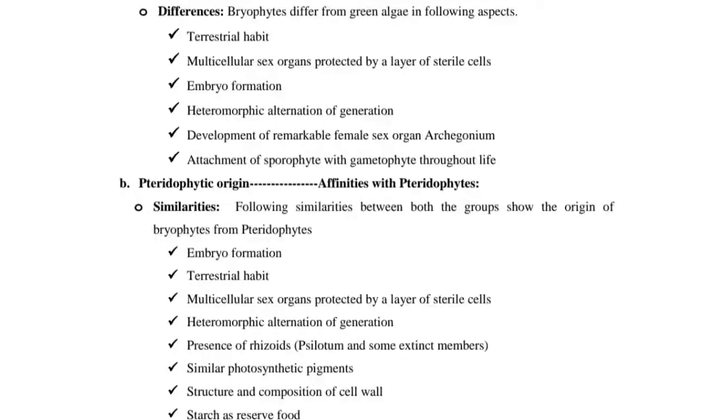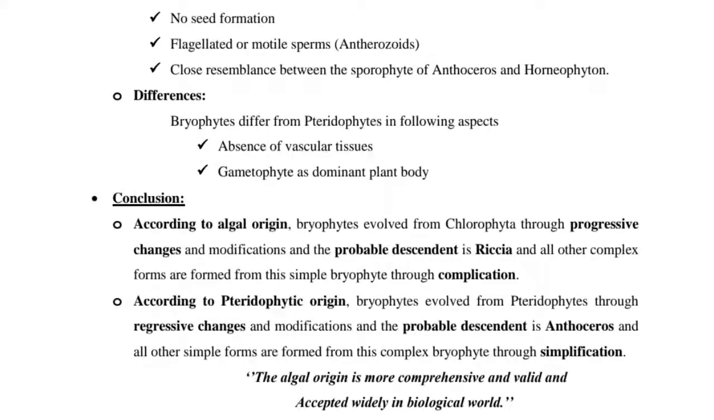B. Pteridophytic origin. Affinities with pteridophytes. Similarities. The following similarities between both the groups show the origin of bryophytes from pteridophytes: embryo formation, terrestrial habit, multicellular sex organs protected by a layer of sterile cells, heteromorphic alternation of generation, presence of rhizoids, columella and some extinct members, similar photosynthetic pigment structure and composition of cell wall, starch as reserve food, no seed formation, flagellated or motile sperms, antherozoids, and close resemblance between the sporophyte of Anthoceros and Horneophyton.